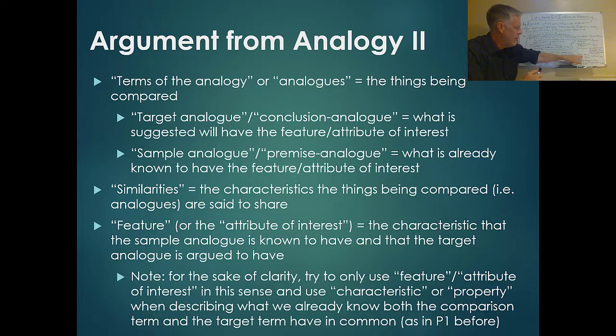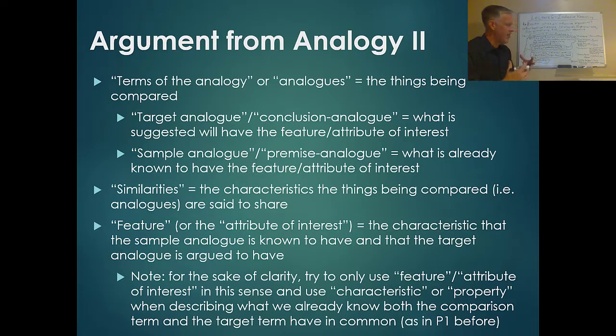But as I mentioned, use the idea of feature or attribute of interest to note the trait or characteristic that we know is true of the premise analog or sample analog, and we're suggesting is true of the conclusion or target analog, okay? So that characteristic, right, in this case would be loving logic. Okay, so only use the feature or attribute of interest to reference that particular trait, not all these other traits, okay, or similarities. I think that's everything from slide 6.